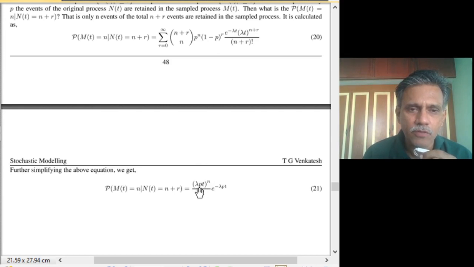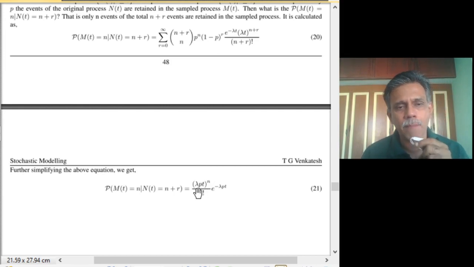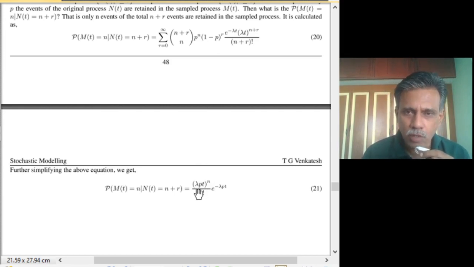Essentially, we have shown that the resultant sampled process is also Poisson in nature, and its rate is p times the original rate, where p is the probability of sampling.